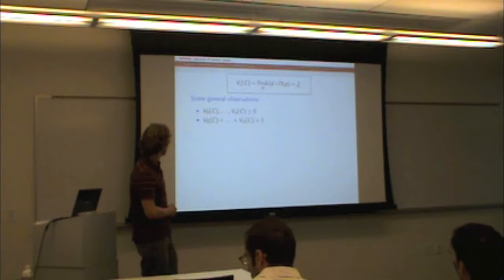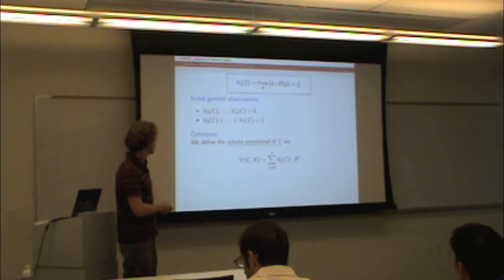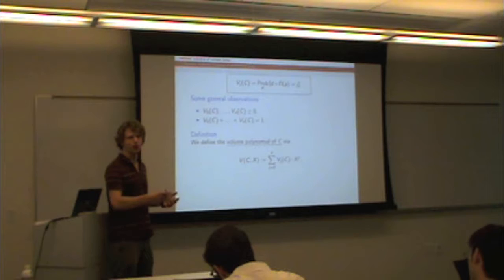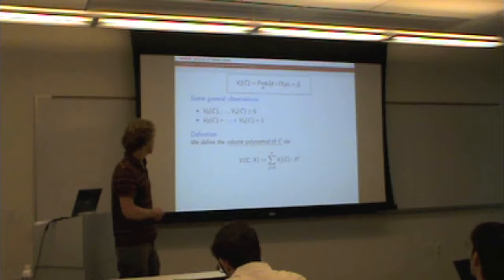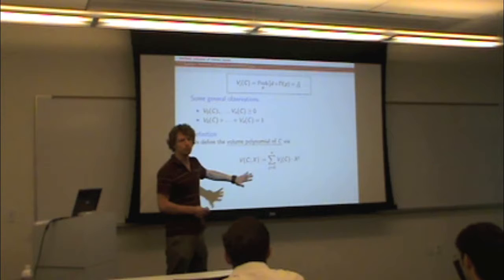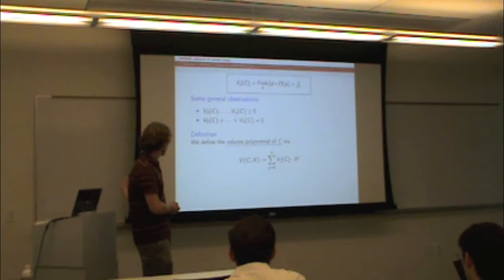And what's also very useful to look at is what I call the volume polynomial of C. So let's take these intrinsic volumes and form a formal polynomial of it. Right? So this x is now just a formal variable. And so, for me, it's just a useful tool to write down certain properties of intrinsic volumes. And one very nice property is the following.